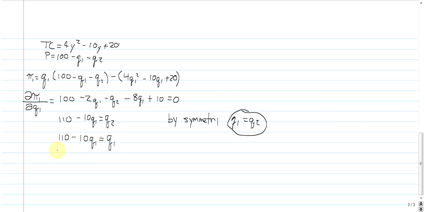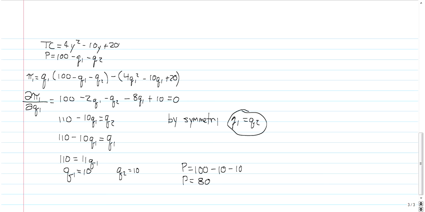So now 110 equals 11 Q1, and Q1 equals 10. Oh, that worked out really nice. Trust me, that's absolutely a coincidence. So since Q1 equals Q2, Q2 also equals 10. And then our pricing function is P equals 100 minus 10 minus 10. P equals 80.